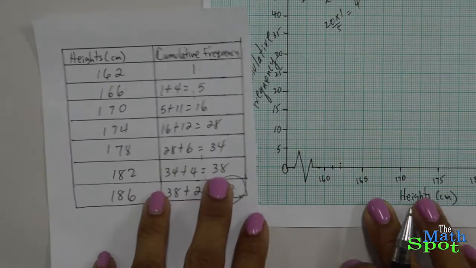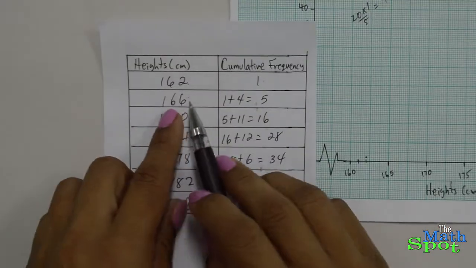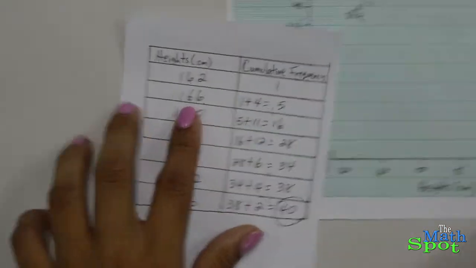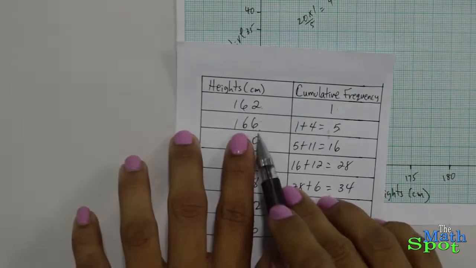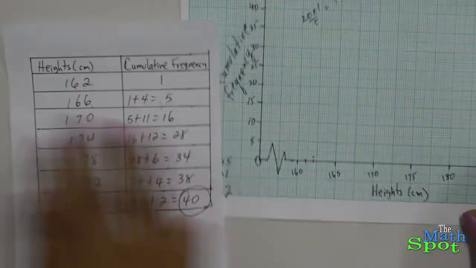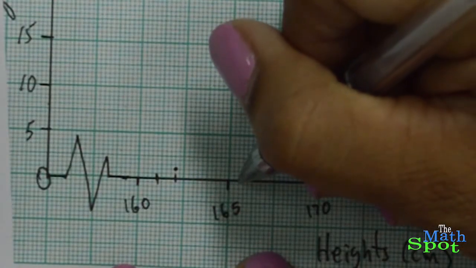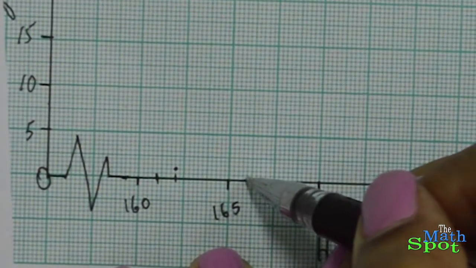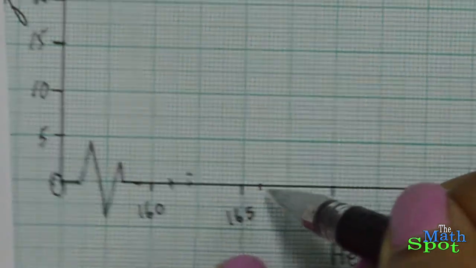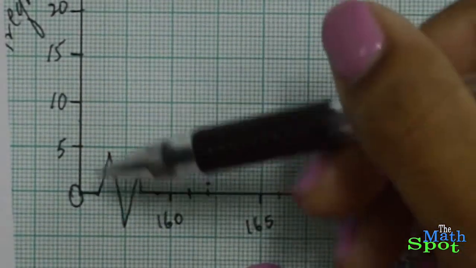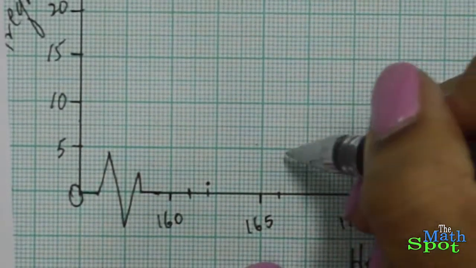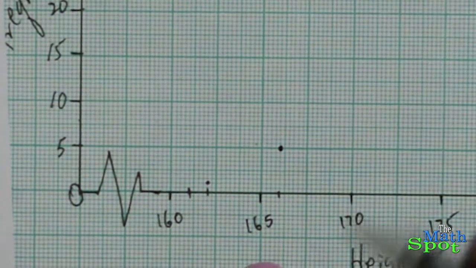Now, the second point that we need to plot then will be 166 to 5. So we go back to our x-axis. Every 4 is 1. 1, 2, 3, 4. So I know that's 166, and it goes to 5. That one is easy since 5 is already there for us. We mark it. There we go.